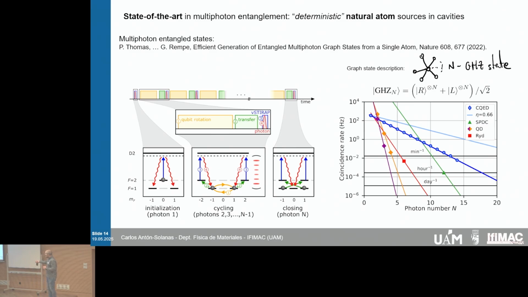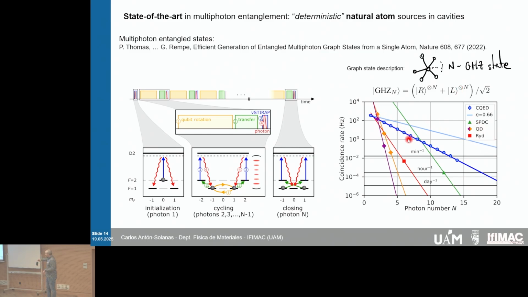So using rubidium atoms and applying this protocol that I will not discuss in much detail, and again those atoms coupled to a cavity, what they are proving is that they are capable of generating this Greenberger-Horne-Zeilinger state of size n, with n here up to size 14. So you can imagine here 14 times right plus 14 times left in a quantum superposition.